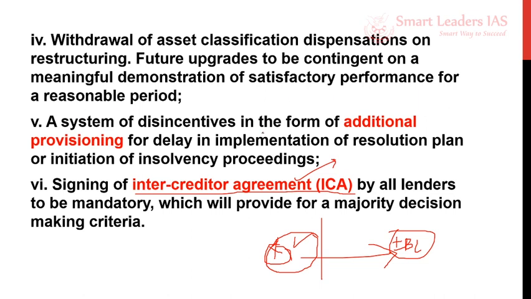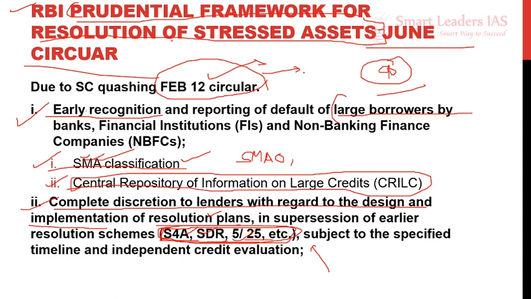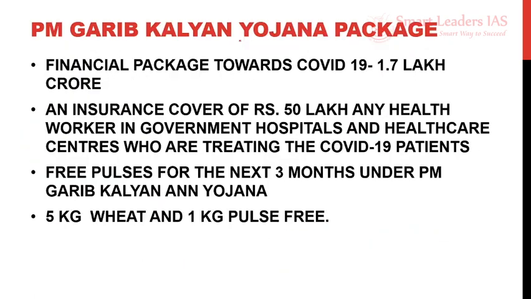And other important points, if you have to see, one is in the form of the additional provisioning system. If at all there is going to be a delay in the resolution plan, you have to provide extra. Till now it was only 10%. Now you have to provide 20% extra. So this is going to enable the banks to be more effective in the resolution plan. Right? So these are certain reforms that have been part of the prudential framework for resolution of stressed assets, RBI.